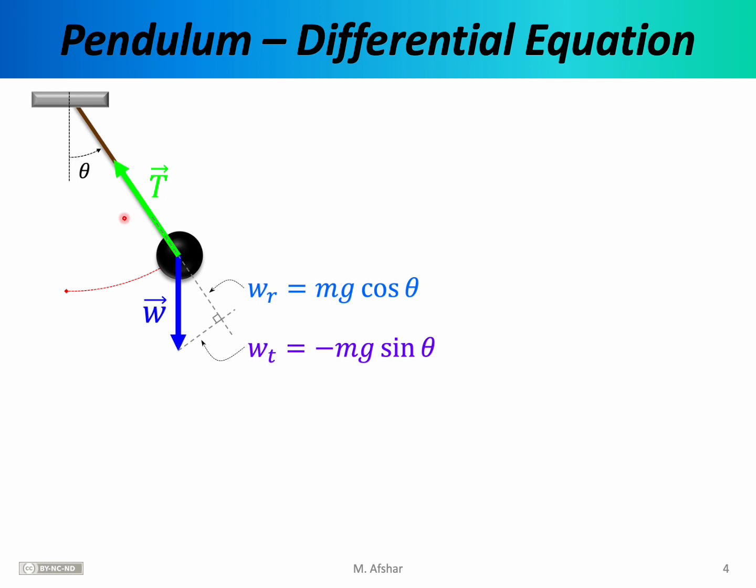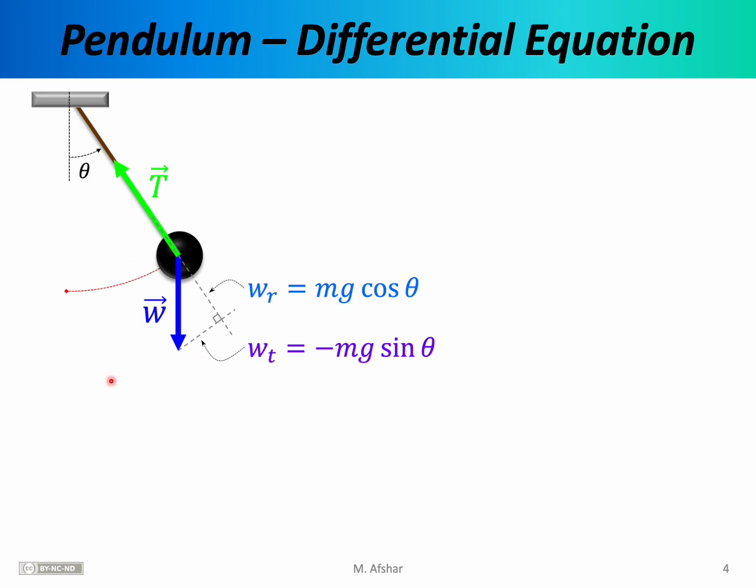Remember that the convention here is that when a vector points away from the center, we call that the positive r direction or positive radial direction. And when a vector points towards the center, we call that the negative r direction.